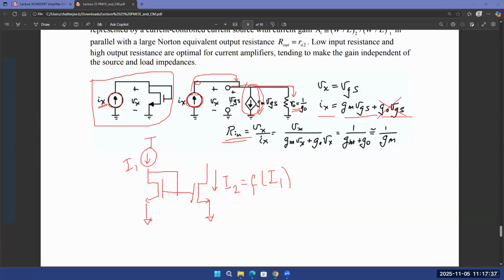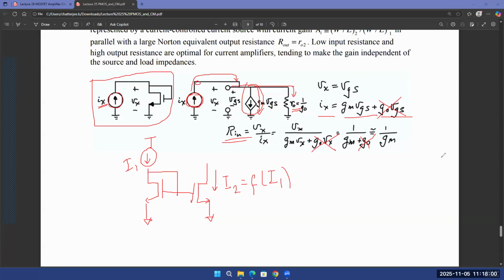Now Vx is equal to VGS because you're applying it to the drain as well as at the gate, and source is grounded. So Vx is equal to VGS. And Ix is equal to gm VGS plus this second term. And if we ignore that second term, then what you're left with is just 1 upon gm. So this is a very interesting conclusion.